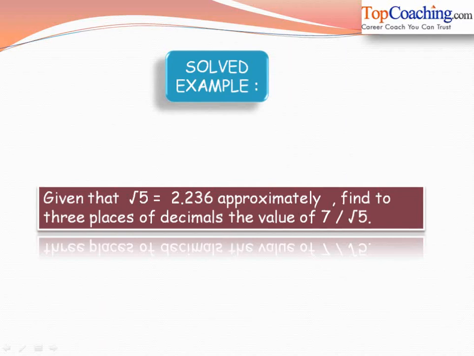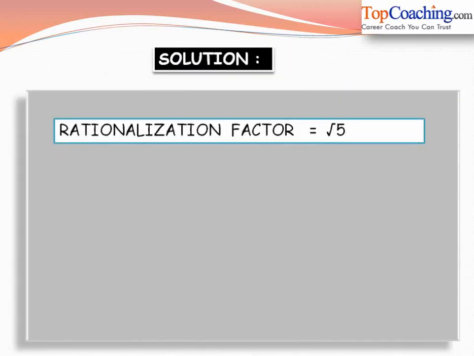So let's see how to solve this problem. The rationalization factor is equal to root 5. Now we have to find the value of 7 by root 5. The denominator is root 5, and we have to convert this root 5 into a rational number. So now what we do is we simply multiply and divide by root 5.